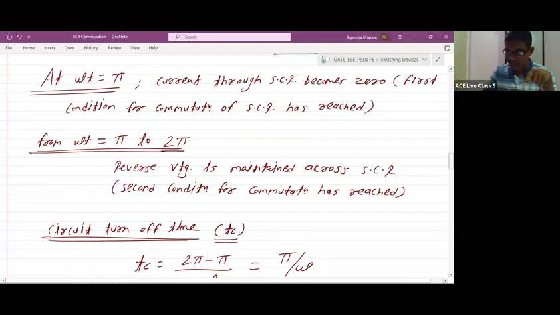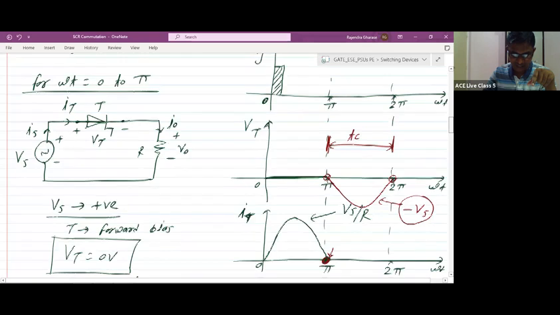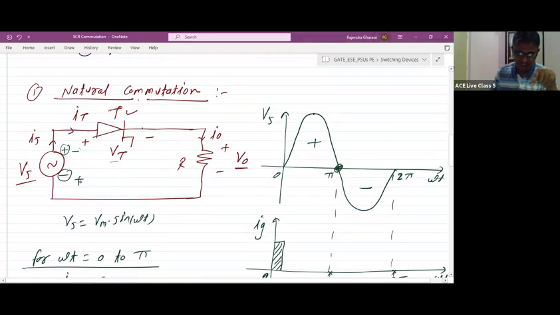And this is valid only for this circuit, whatever we discussed. It is not like that for a natural commutation. Blindly, if you write the circuit turn off time is pi by omega, no. Circuit to circuit, it will change. Is this clear?